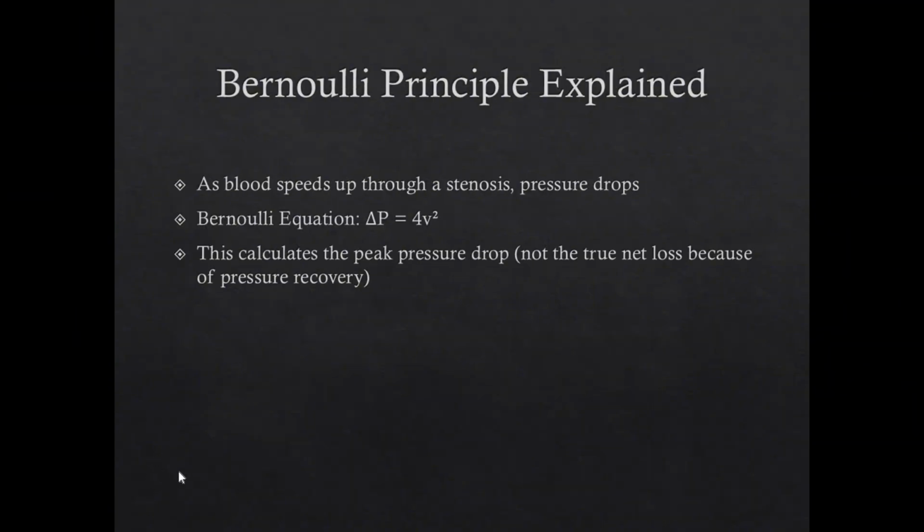Next, we'll talk about the Bernoulli principle. As blood speeds up through a stenosis, such as the aortic valve, the pressure will drop. By the Bernoulli equation, the change in pressure equals 4v squared. And this calculates the peak pressure drop, which is not the true net loss because of pressure recovery. And we'll explain this in the following slides.